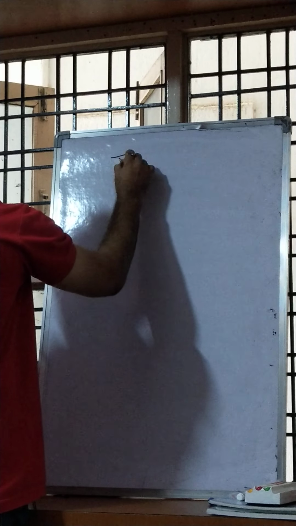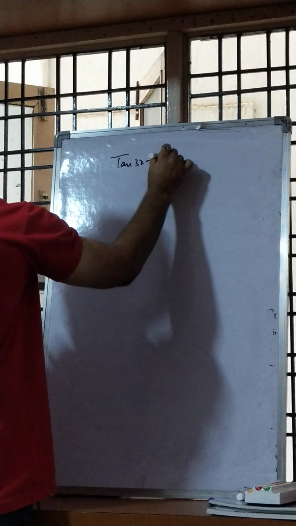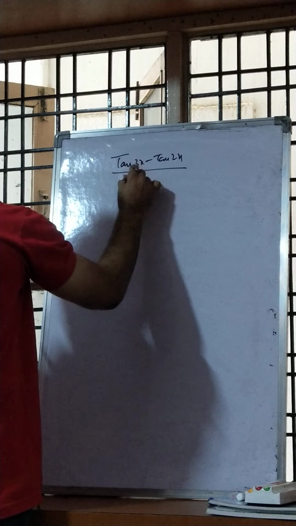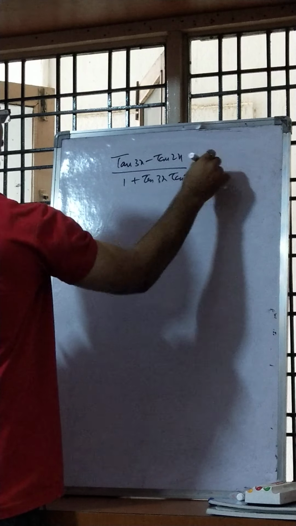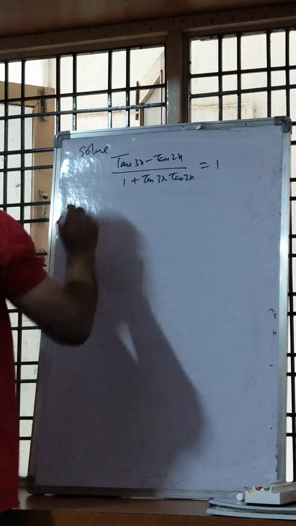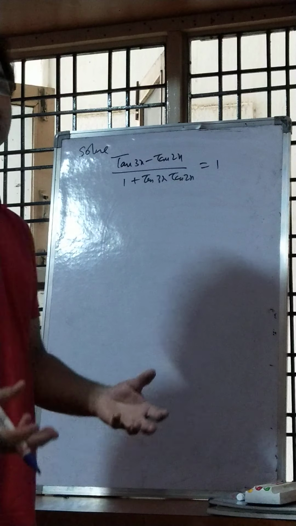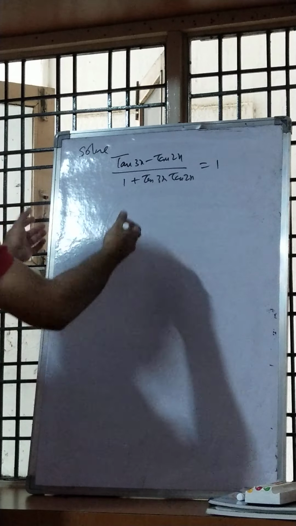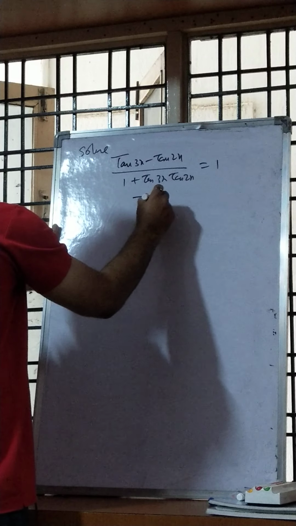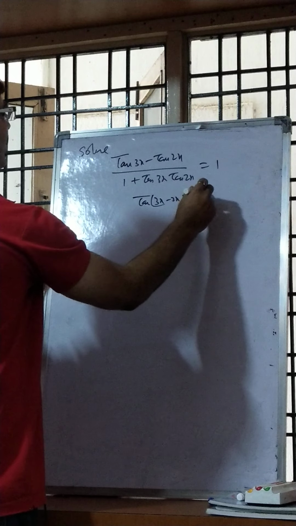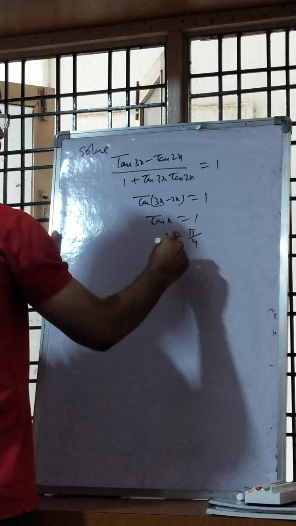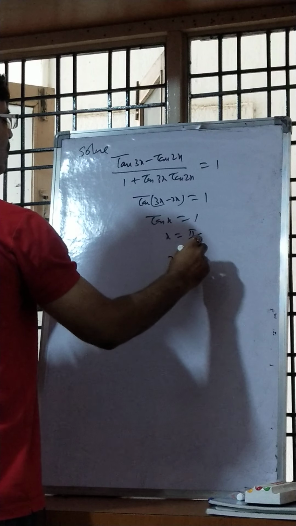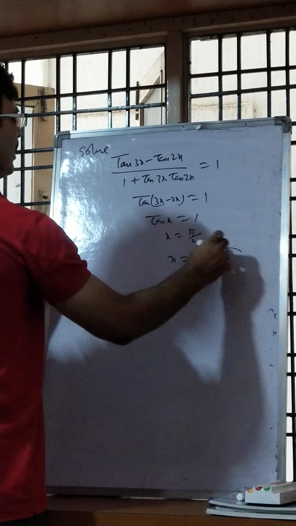Now this time I want to take one more example. As I said to you, (tan 3x minus tan 2x) divided by (1 plus tan 3x tan 2x) is equal to 1. If I said solve, we people are habituated, directly we can use the trigonometric formula. tan(3x minus 2x) you can write is equal to 1, that is nothing but tan x is equal to 1, x is equal to π/4. Don't say that x is equal to nπ plus π/4, blunder it is.